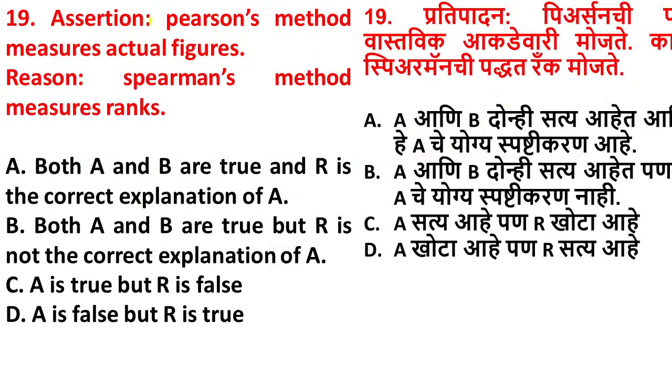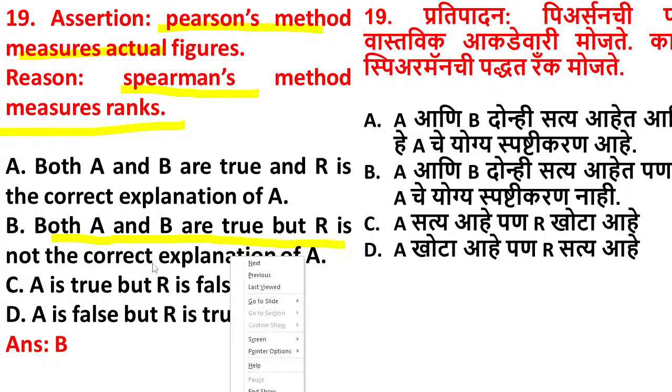Question number 19. Assertion: Pearson's method measures actual figures. Reason: Spearman's method measures ranks. Yes, both are correct, but there is no link between assertion and reason. So option B, both assertion and reason are true, but R is not the correct explanation of assertion.